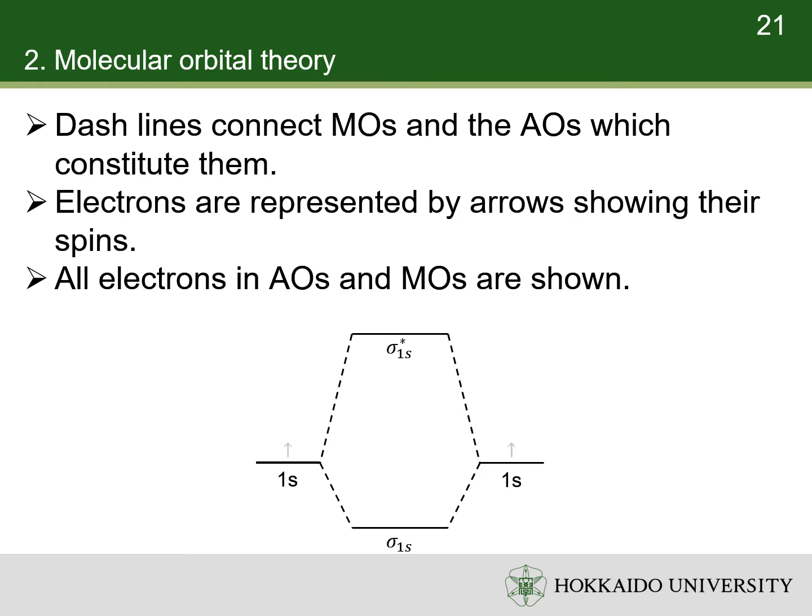For example, in the hydrogen atom, the 1s orbital is occupied by one electron. In the hydrogen molecule, the two electrons occupy the same bonding orbital because it has the lowest energy. And they have opposite spins.